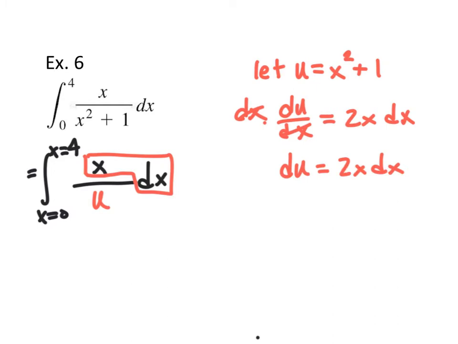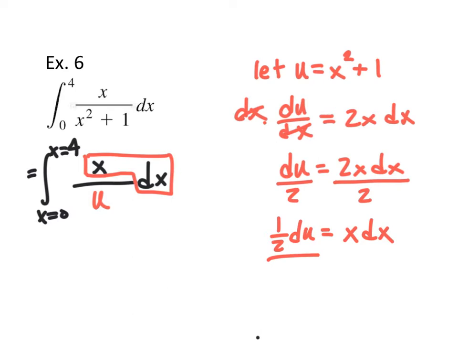If I divide both sides by 2, then I get that 1/2 du is equal to x dx. So I can now substitute 1/2 du in for x dx up here, and I'm going to get the integral from x equals 0 to x equals 4 of 1/2 times 1 over u du. I'll deal with that 1/2 later. I'm going to pull that out front.